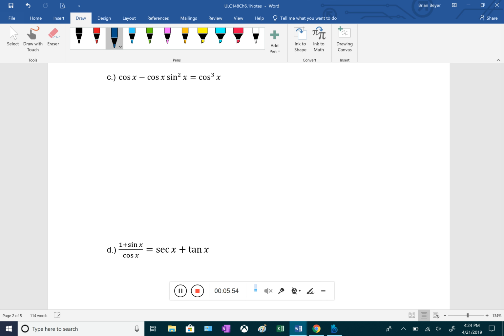Okay, and the next one. So cosine x minus cosine times sine squared x equals cosine cubed of x. So once again, working with the left-hand side here.